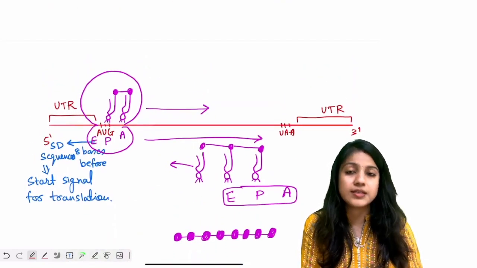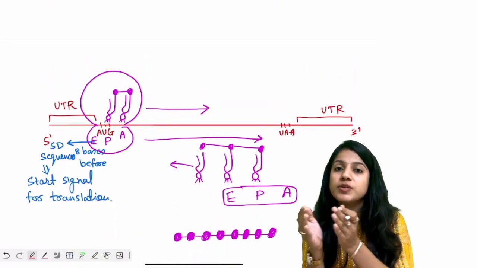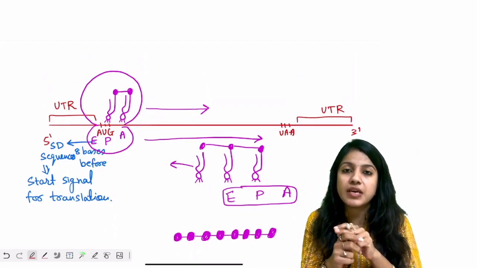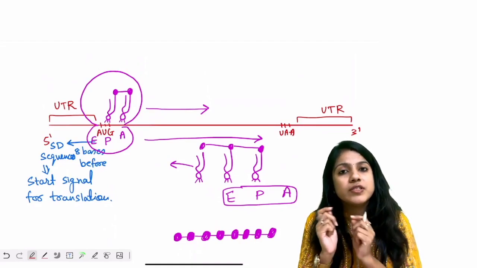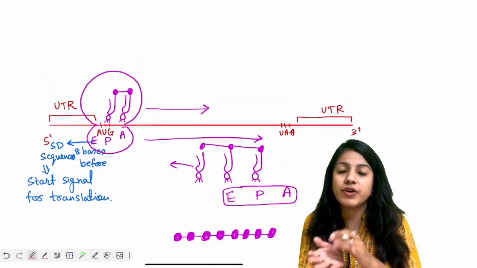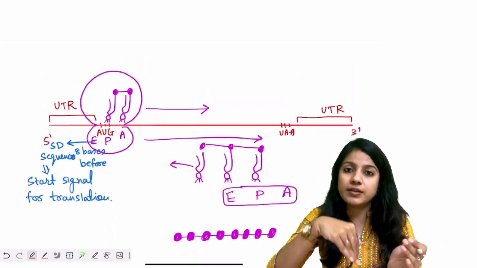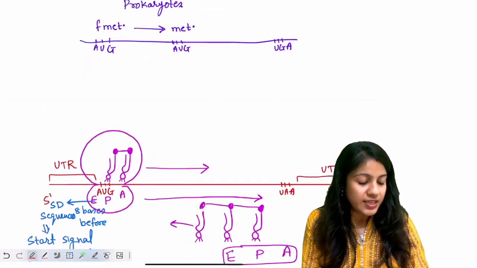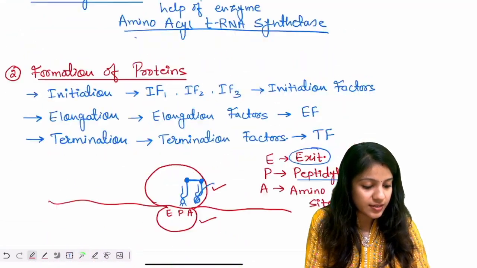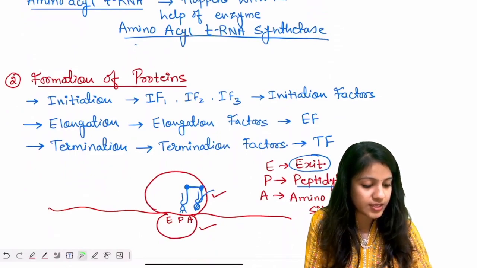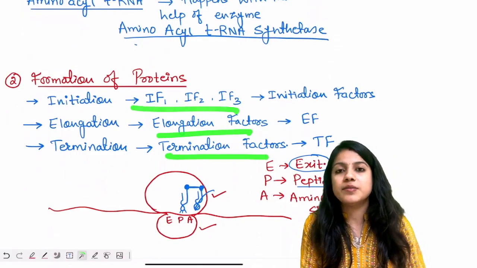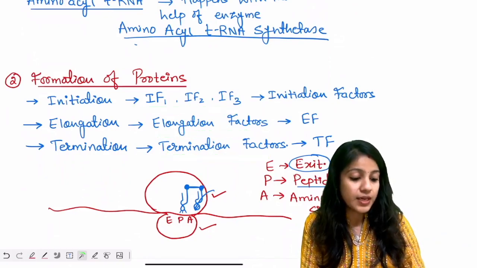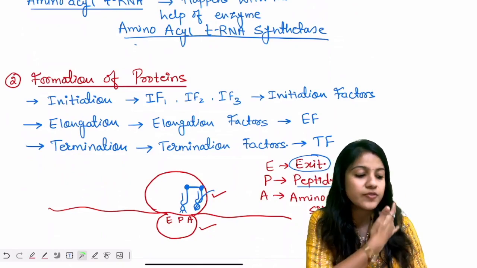The process is very easy. You just need to imagine that the ribosome is moving. The ribosome has three positions, EPA. Every position will always be occupied by one or another tRNA. If one is moving, another will come and sit on that position till the stop codon comes. Right? So we need certain factors. Those factors are called what? Initiation factor, elongation factor, termination factor. This is how this translation process is happening. I hope this topic is clear to all of you, right?